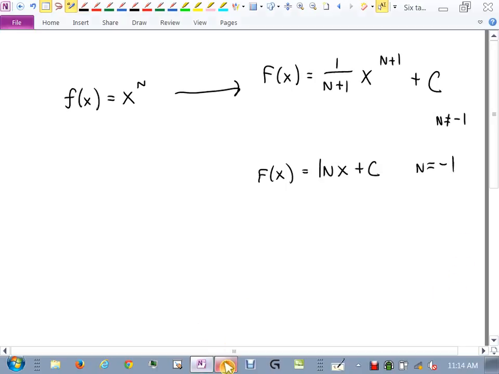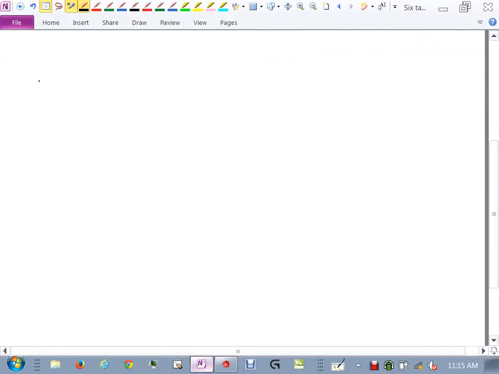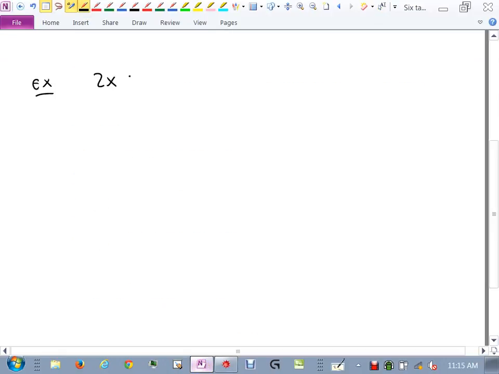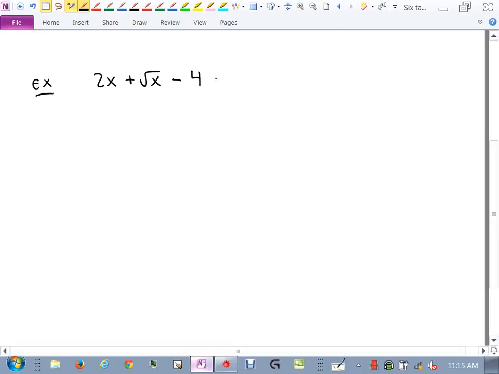So let's now take a look at this example. 2x plus root x minus 4 plus x cubed, all over cube root of x. My brain is not ready to work today, so I'm going to have to switch back and forth here. Do you all agree? I wrote that down okay? I had my notes printed out and I just didn't bring them.